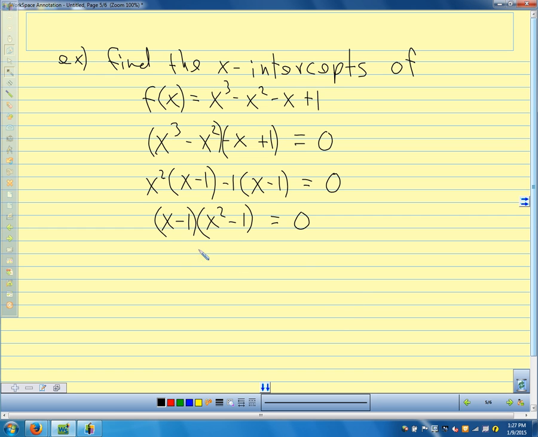Can we factor this more? X squared minus 1? How does that factor? X minus 1 times x plus 1. And then I'm going to rewrite these. I'm going to write this as x minus 1, and then I have the parentheses squared times x plus 1.